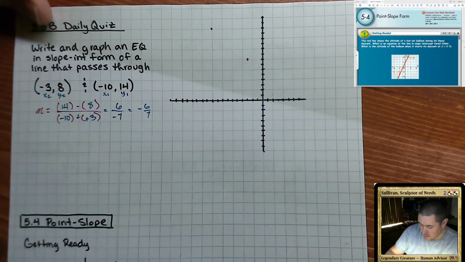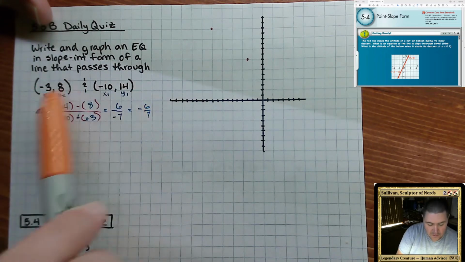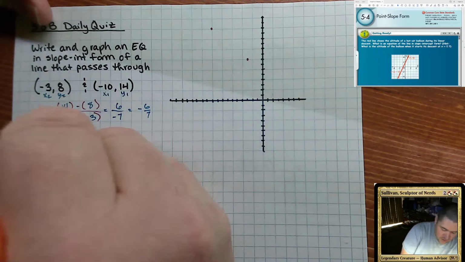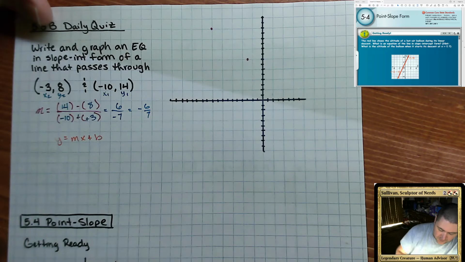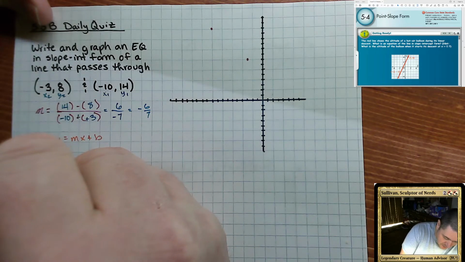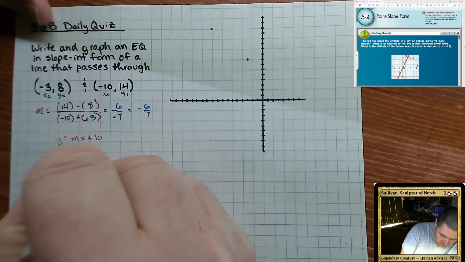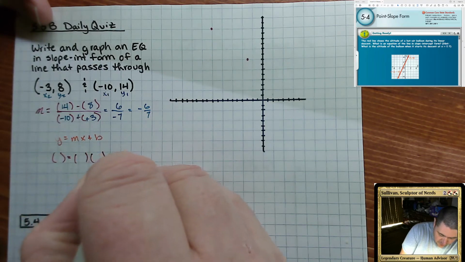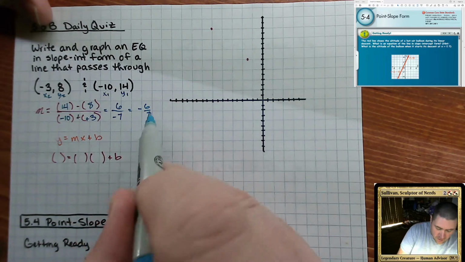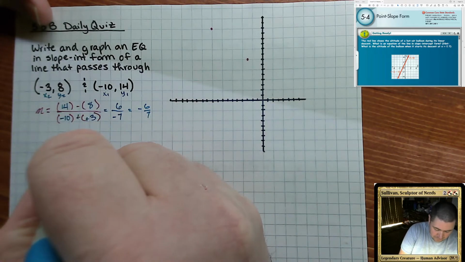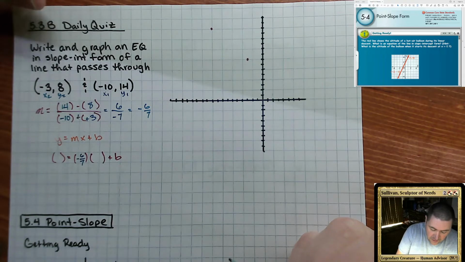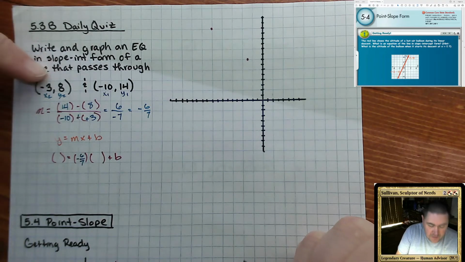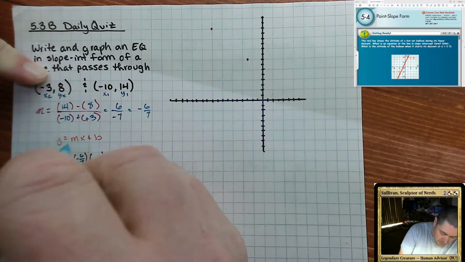Then, if I have x's and y's and I have a slope, I can go into my slope-intercept form. That's what today is about. We're going to find a different way to do this. I'll replace y, replace m, replace x, go find b. I just found my m. I'm going to plug in either one. Maybe I'll use this guy just because it's smaller numbers.